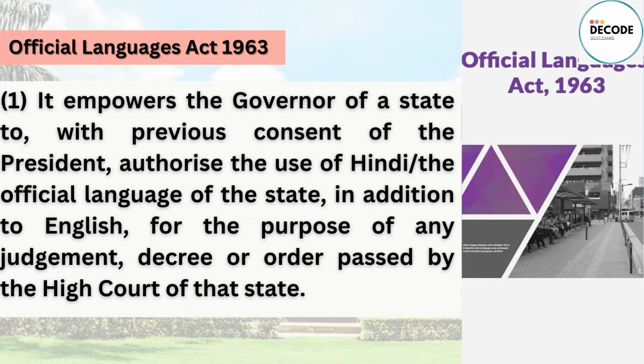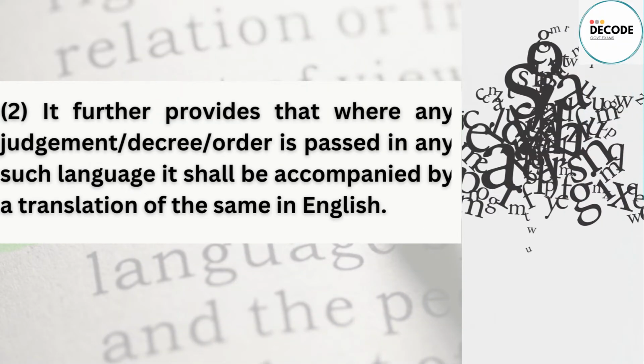Official Languages Act 1963. It empowers the governor of a state to, with previous consent of the President, authorize the use of Hindi, the official language of the state, in addition to English, for the purpose of any judgment, decree or order passed by the High Court of that state. It further provides that where any judgment, decree or order is passed in any such language, it shall be accompanied by a translation of the same in English.